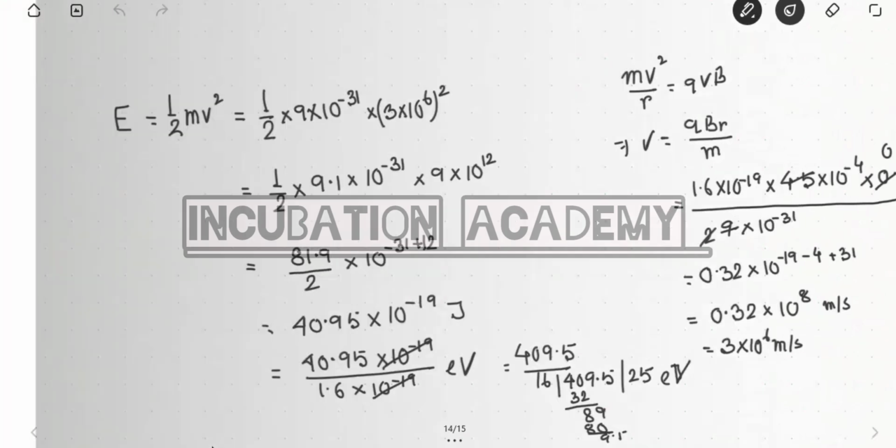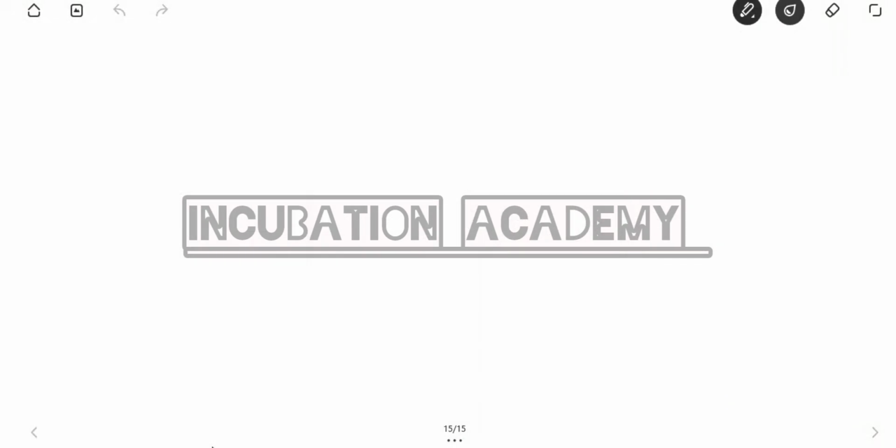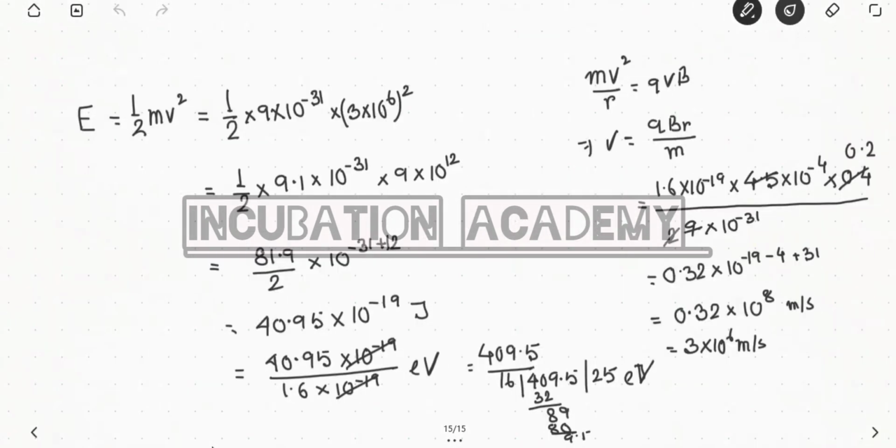So what we have obtained: the radius of the circular path is 0.4, the frequency is 0.2 divided by pi multiplied by 10 to the power 8 hertz, and the kinetic energy is 40.95 into 10 to the power minus 19 joule, or approximately 25 electron volt.